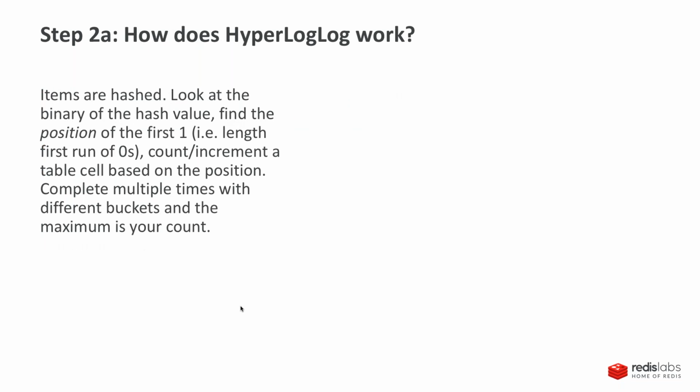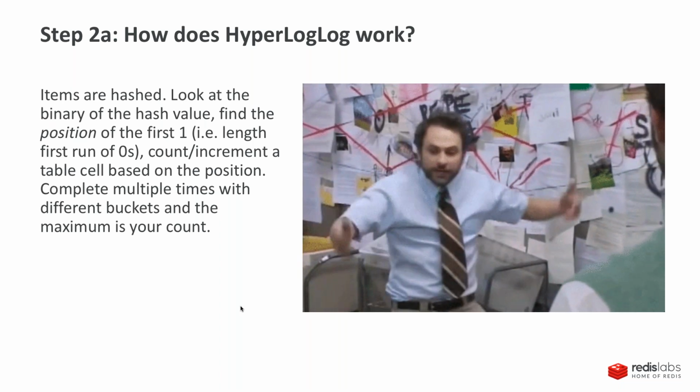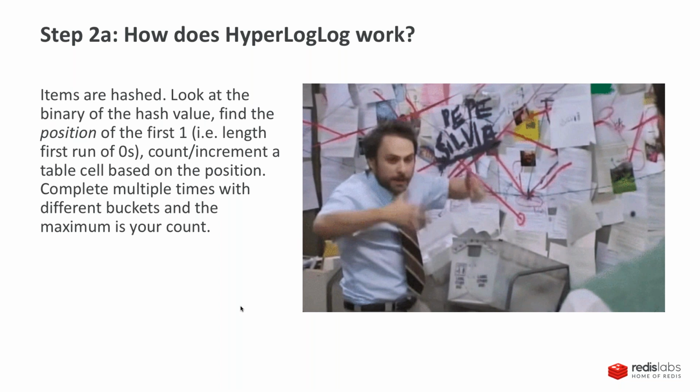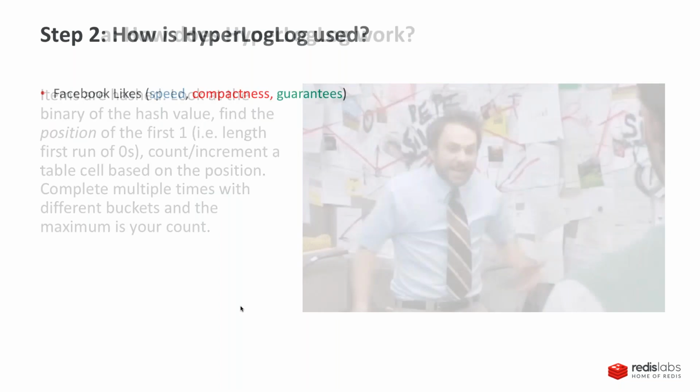How does HyperLogLog work? This is a little bit difficult. First, items are hashed. Then you look for the run of zeros and where the first one occurs. Then you increment a table cell internally. You do this multiple times with different buckets, and then you find the maximum, and that gives you your estimation of counts. Now, I will tell you that this sounds crazy, and I feel like a crazy person explaining it because it is pretty complex. But thankfully, like I said, you don't really have to do much with it.